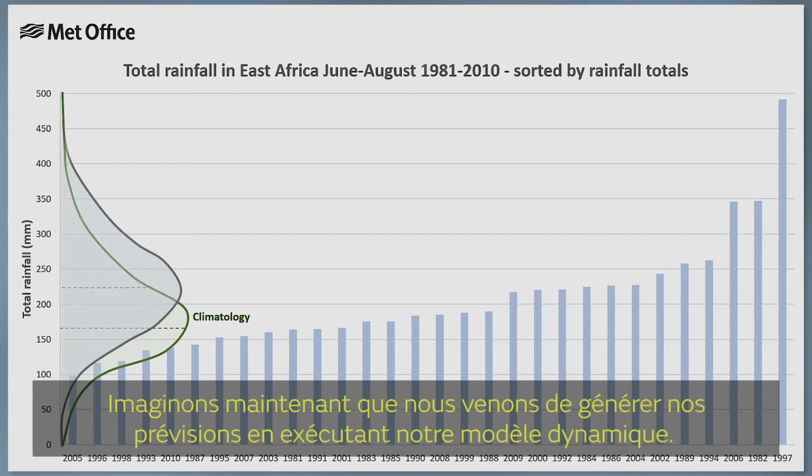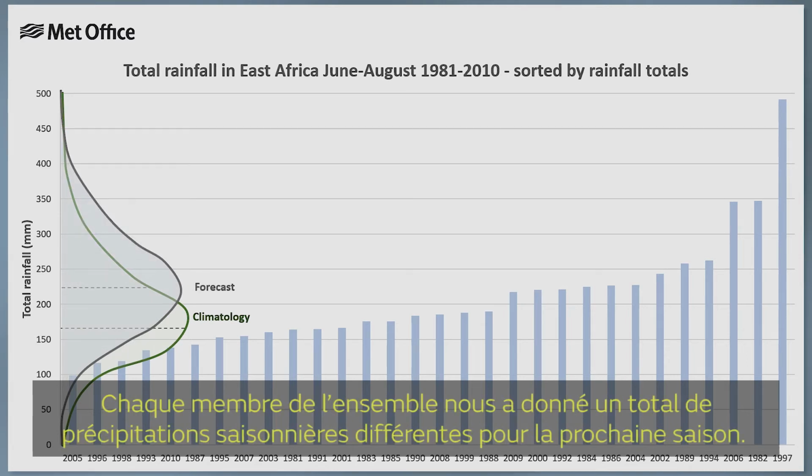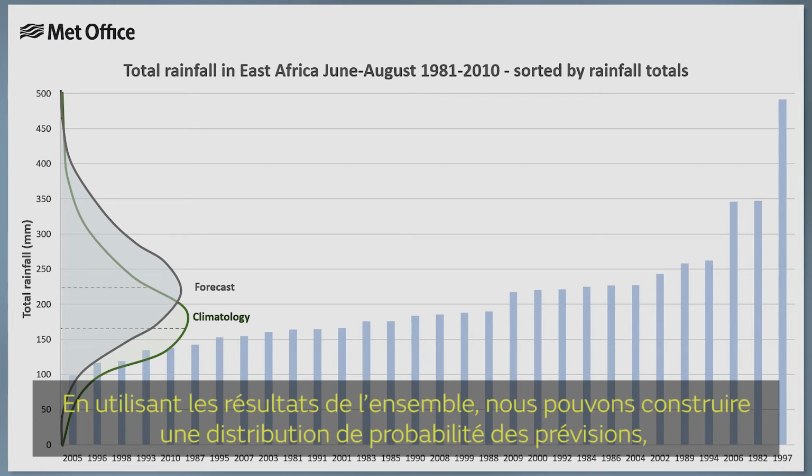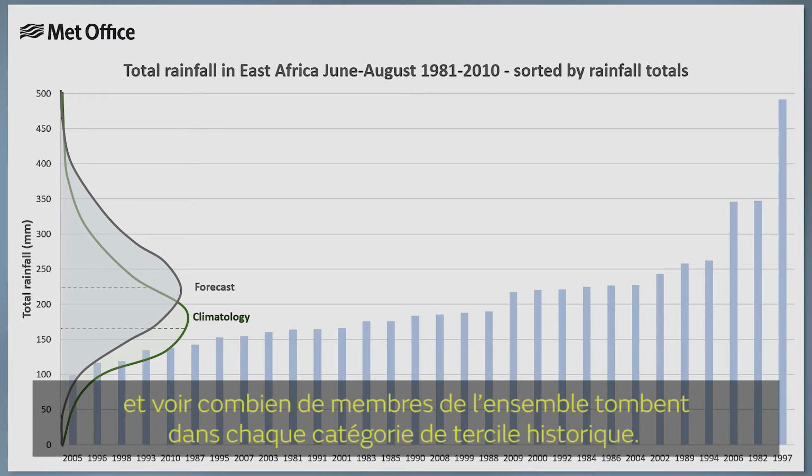Now let's imagine we have just generated our forecast by running our dynamical model. Each ensemble member has given us a different seasonal rainfall total for the next season. Using the ensemble output, we can construct a forecast probability distribution and see how many ensemble members fall into each historical tercile category.